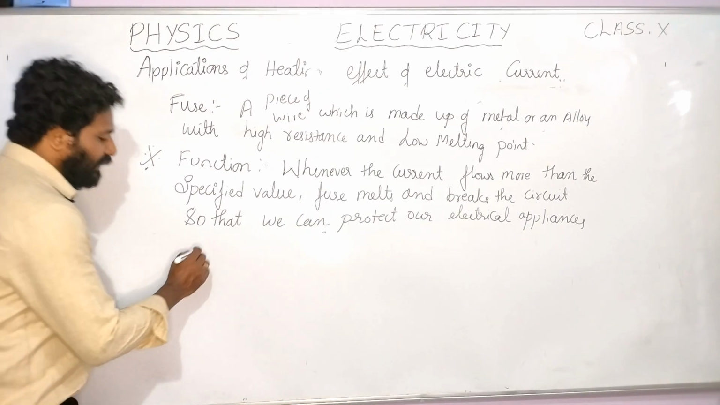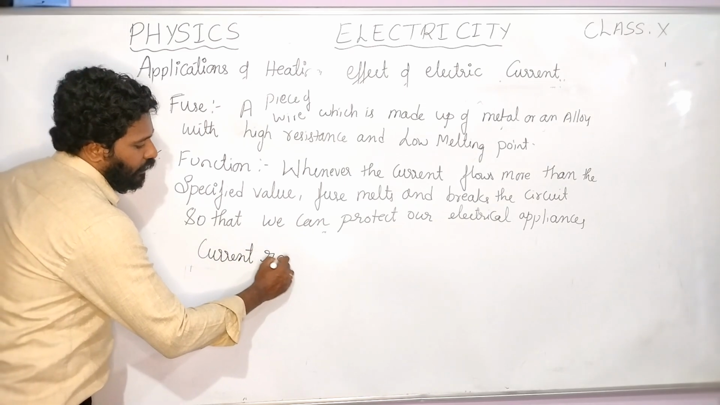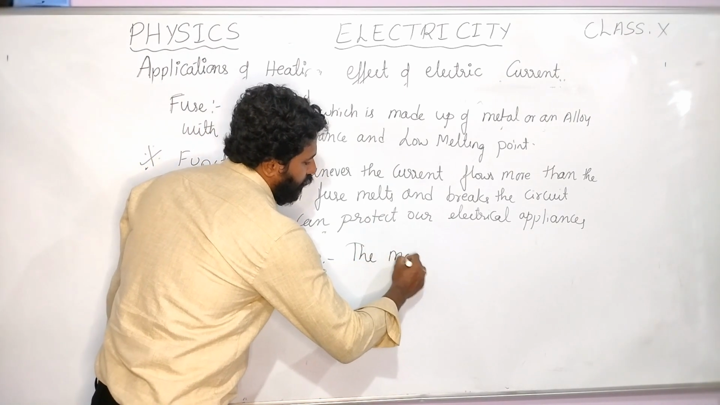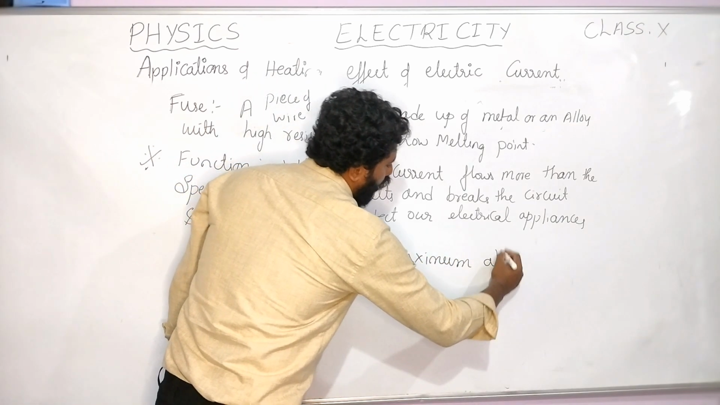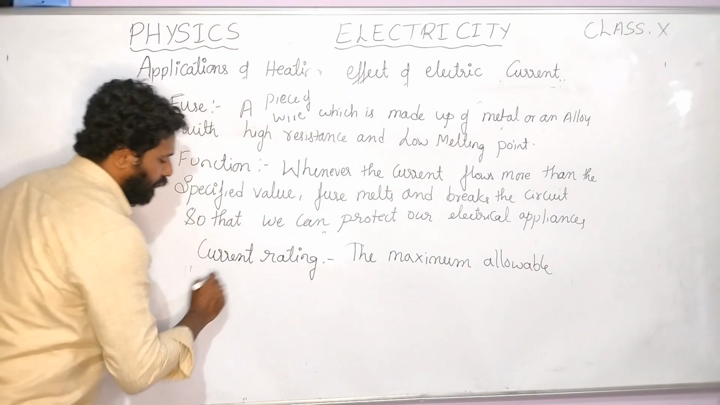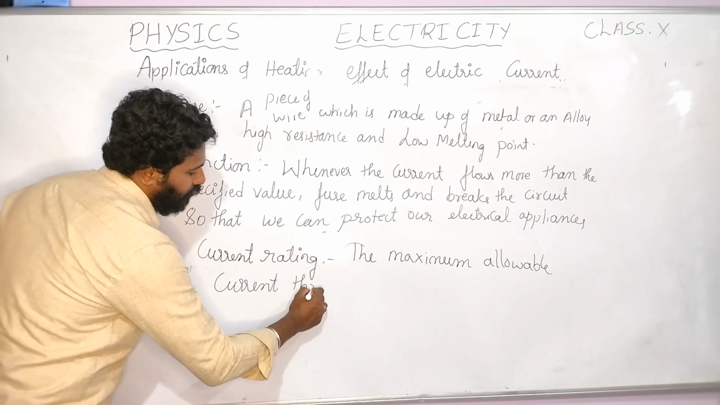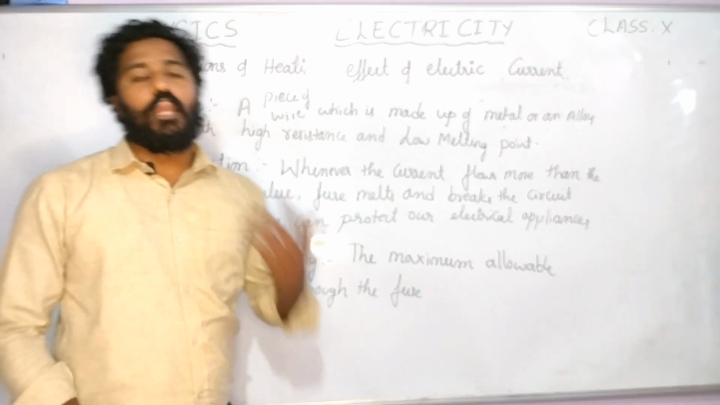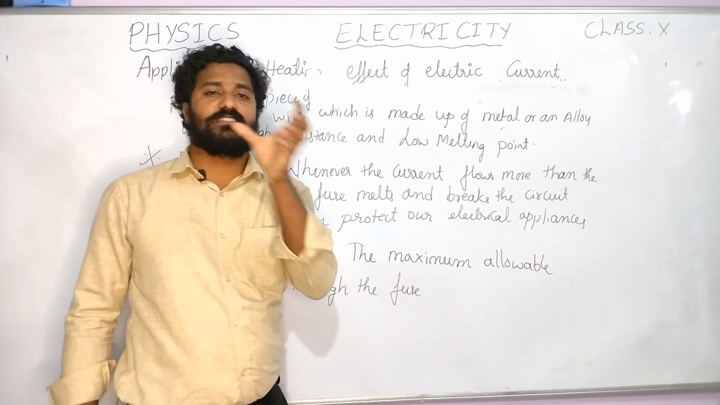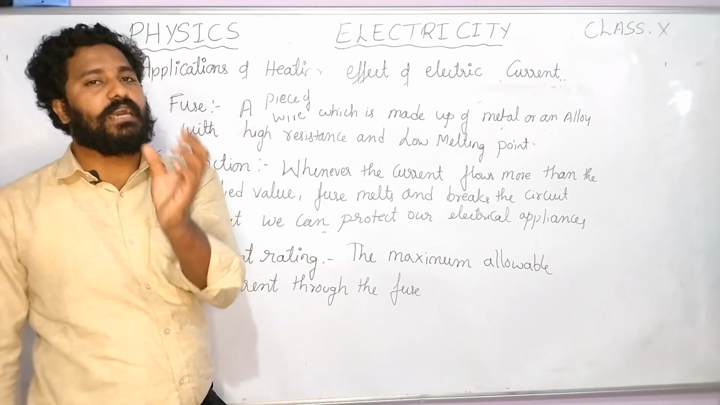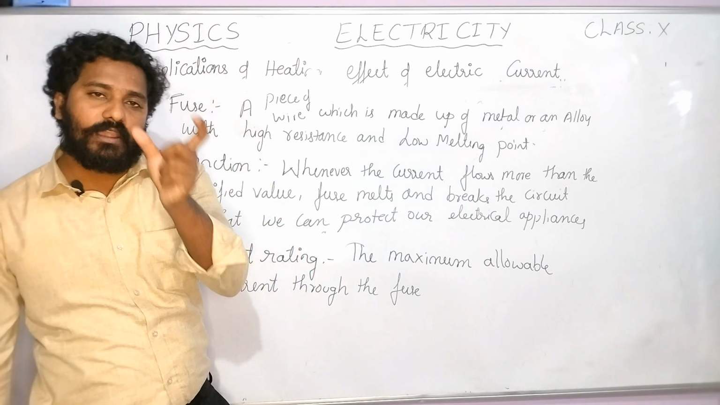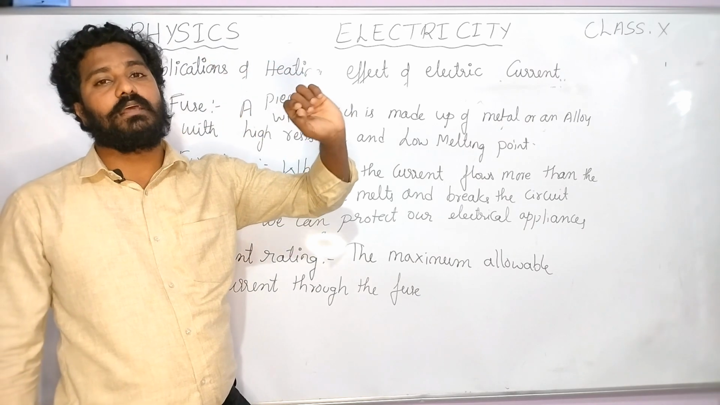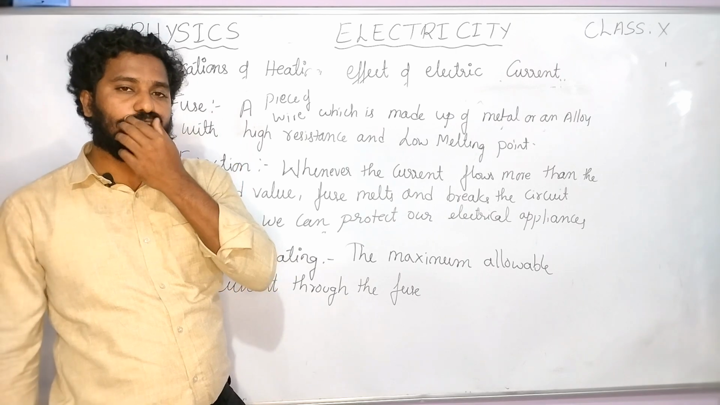Next, what is current rating? The maximum allowable current through the fuse is called the current rating. How much current can pass through the fuse? There is a fixed amount of current that has to pass through the fuse. That is called the current rating. Did you understand? The maximum allowable current through the fuse is called the current rating.